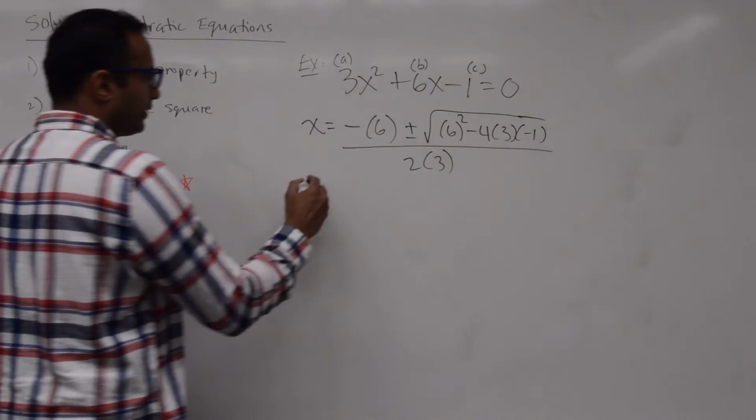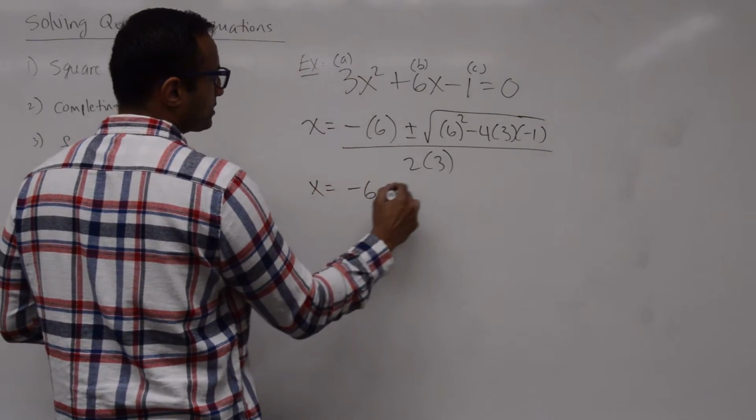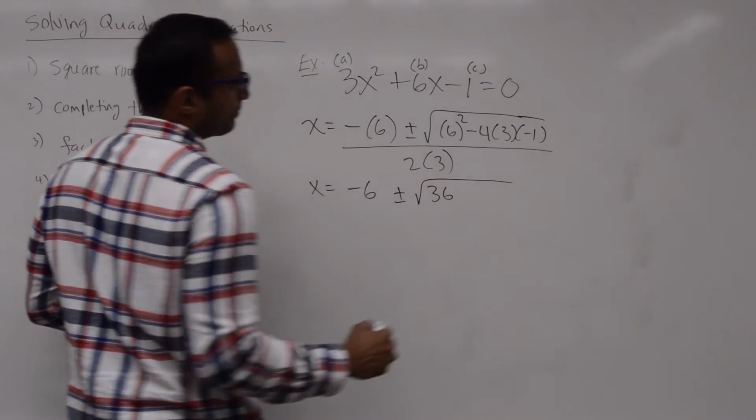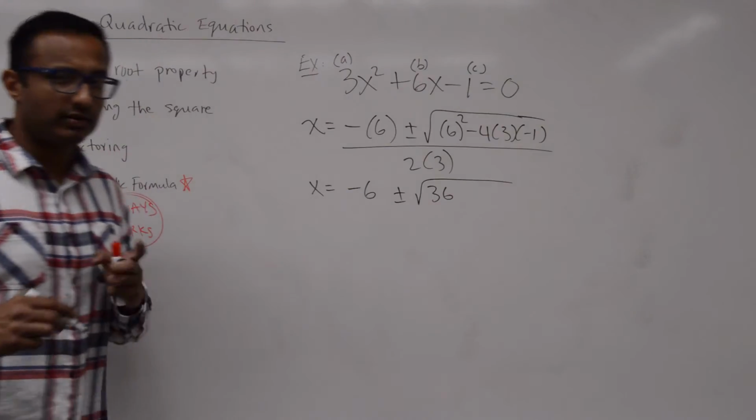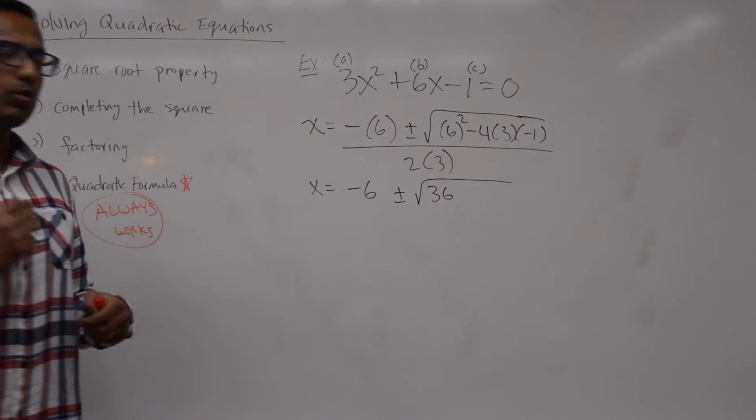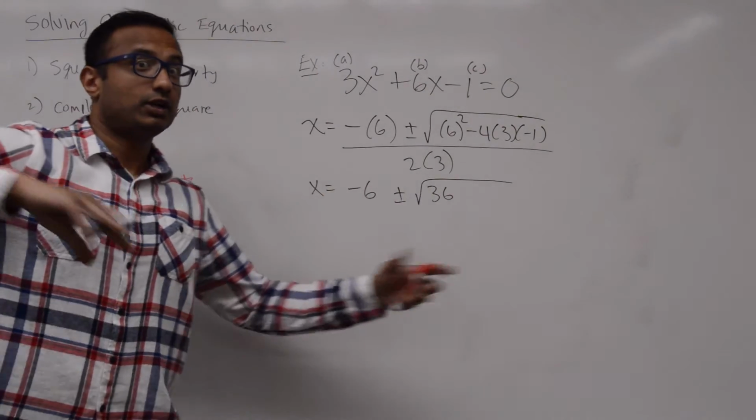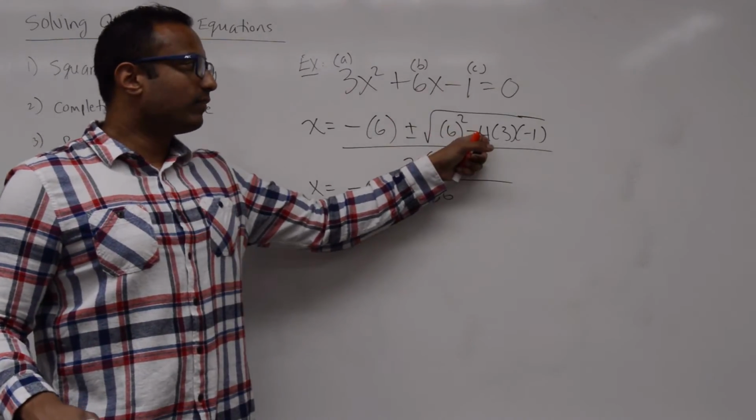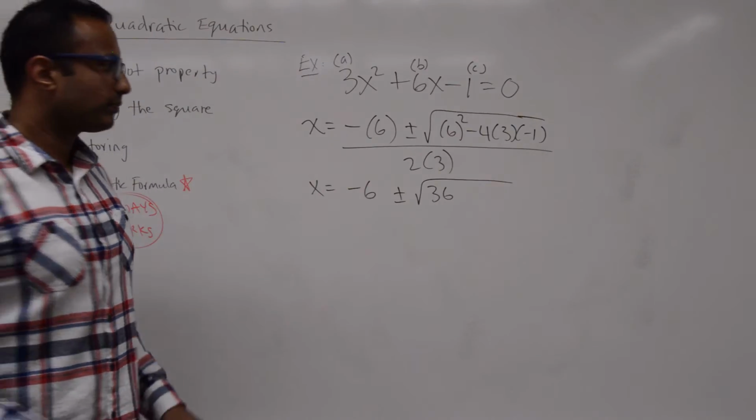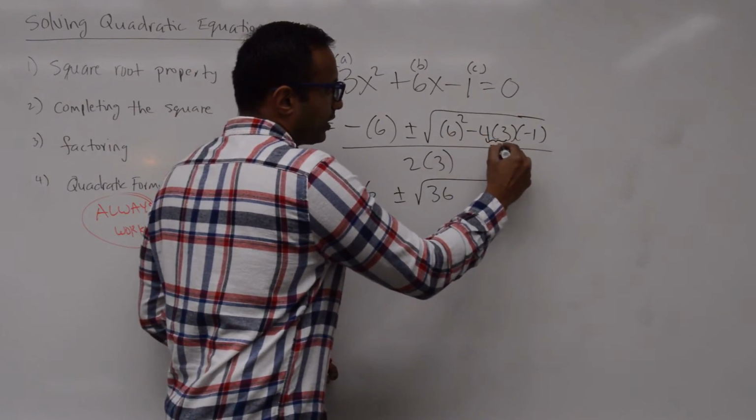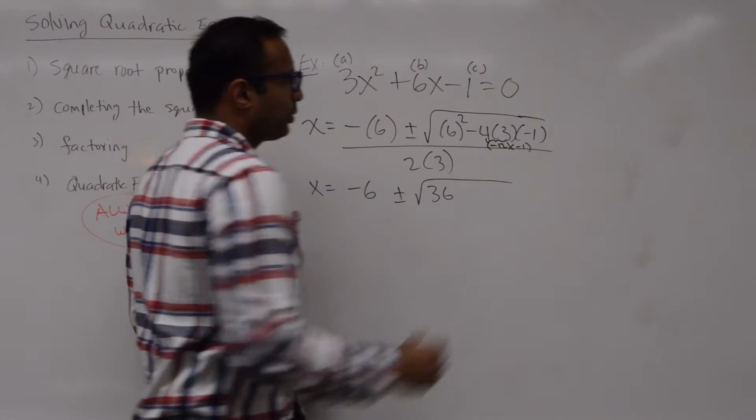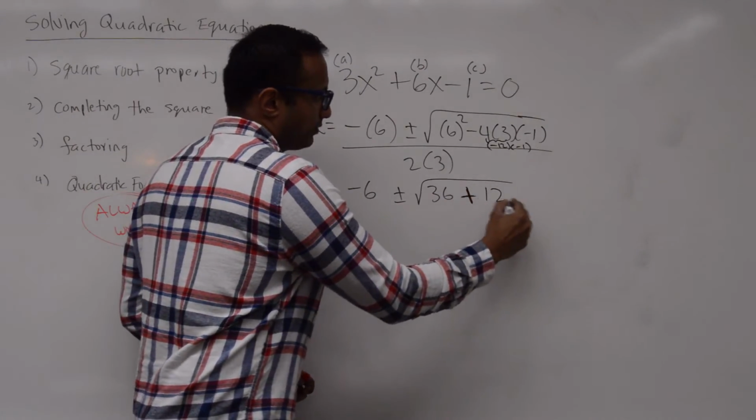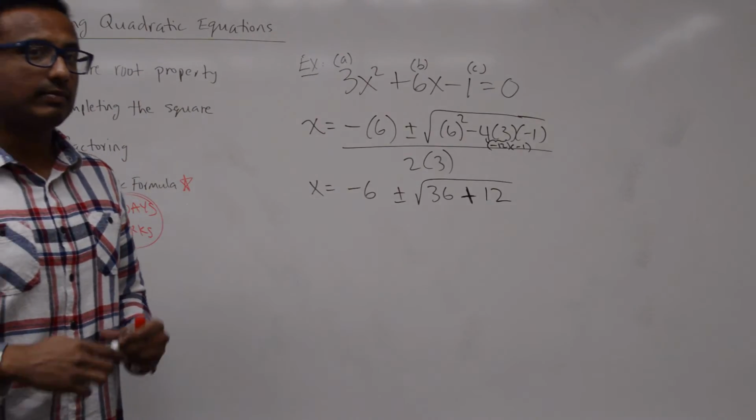Okay, so if I simplify this, it's going to give me negative 6. 6 squared is 36. Now here you got to be careful. This is the most common mistake on quadratic equations. So if you are dozing off, pay attention. You have a negative 4 times a positive 3, so this gives you a negative 12. But a negative 12 times a negative 1 is going to give you a positive 12. All right, you got to be careful.